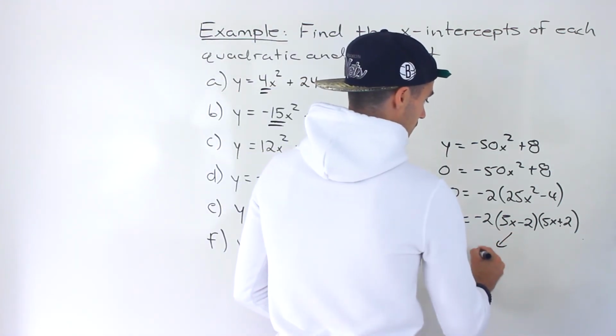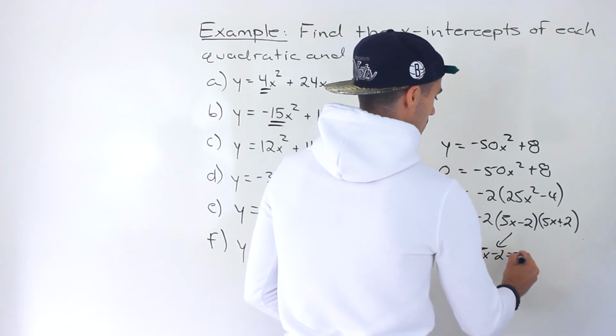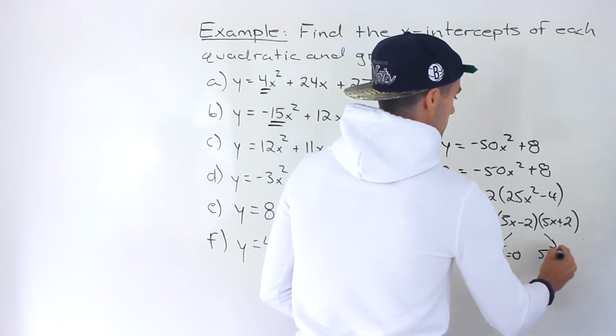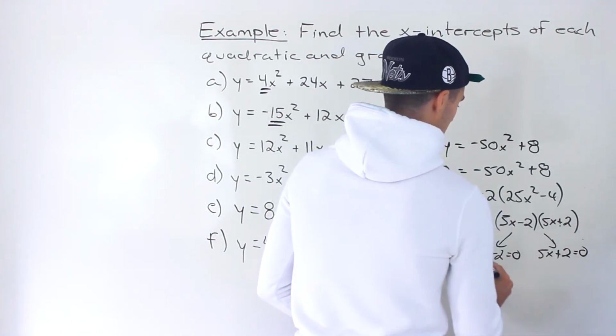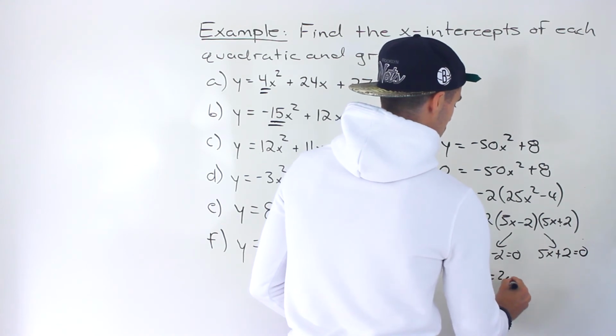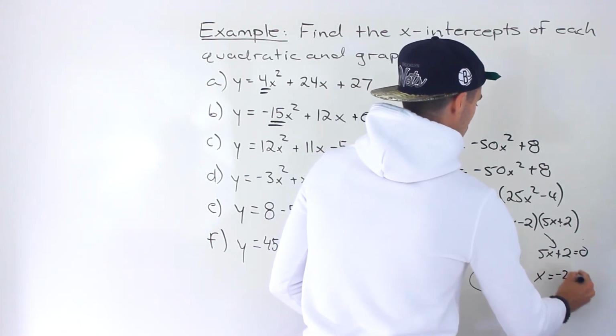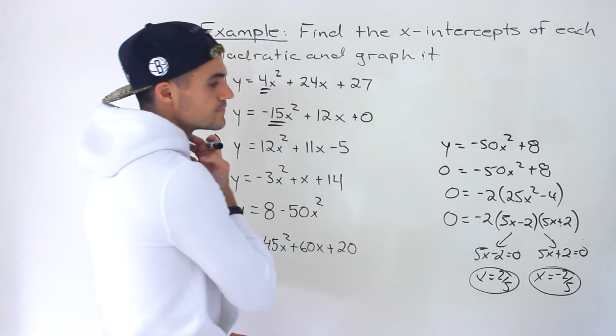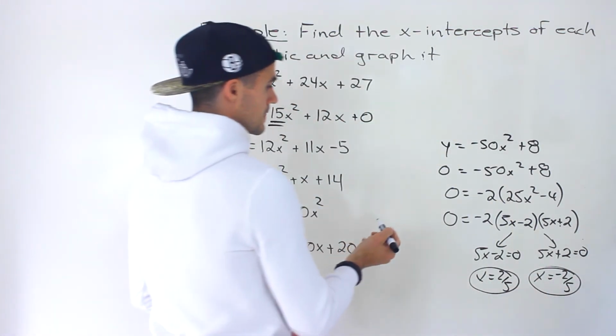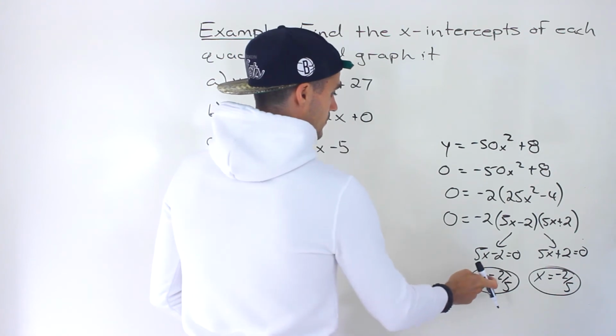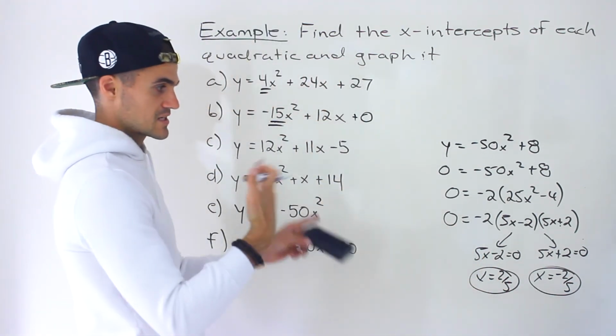And so when does 5x minus 2 equal 0? When does 5x plus 2 equal 0? This is going to happen when x is 2/5. This is going to happen when x is -2/5. Like that, right? So notice that the x-intercepts are plus and minus of each other.